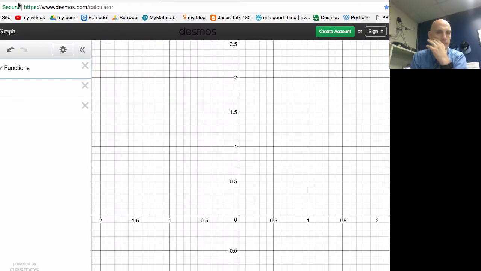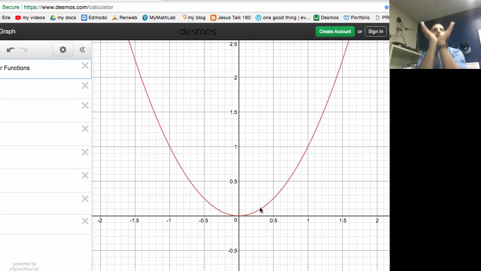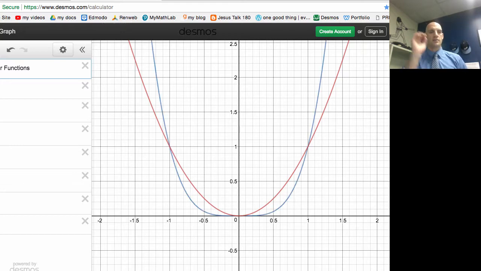I want to look at this. Check it out. Here's a whole crew of even functions here. So I did x squared. Well, that's a parabola. You expect it. But look at how these functions relate to one another. If I turn on x to the 4th, look at that. It was x squared. x to the 4th is skinnier. Does that surprise you? x to the 6th, even skinnier. x to the 8th, even skinnier.